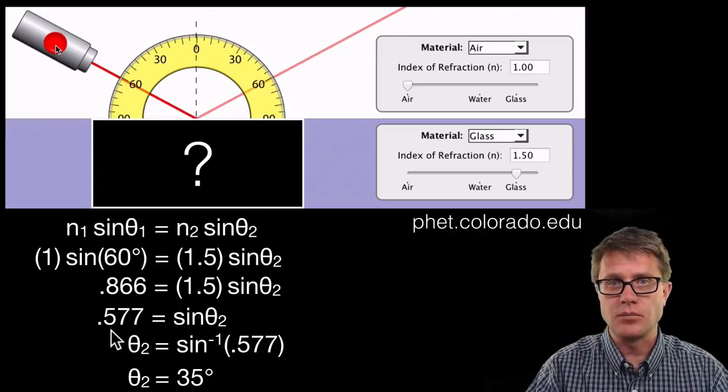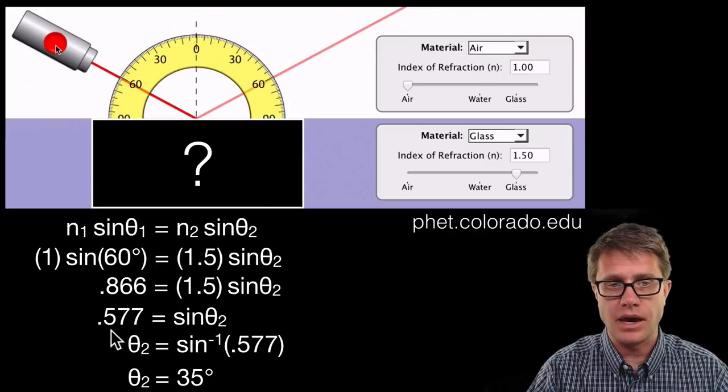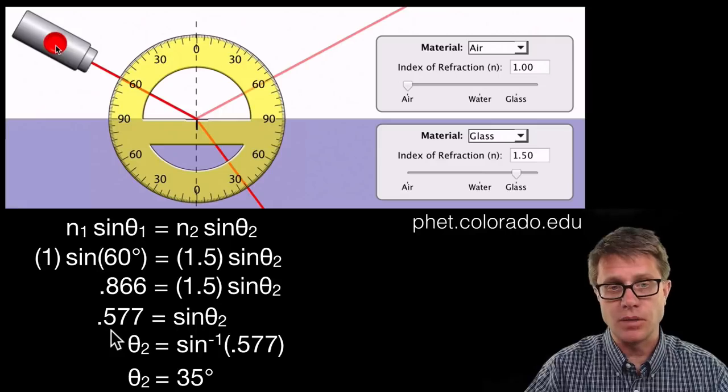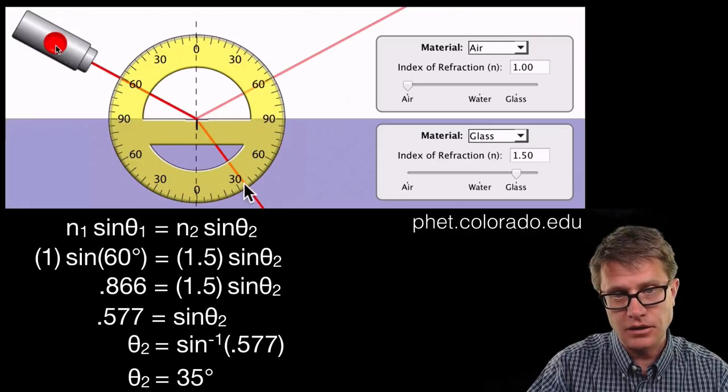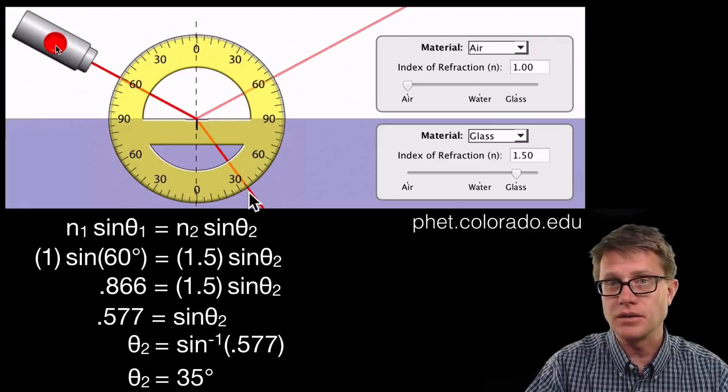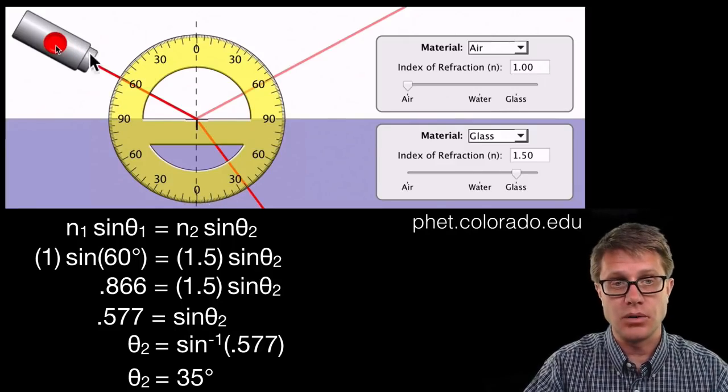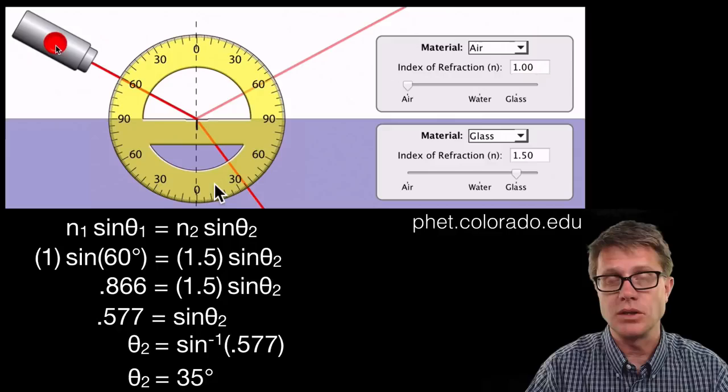And so you may want to pause the video and make sure that you get an answer that's similar to that. And now we could remove the question mark, and you can see that that angle is going to be at 35 degrees. Also, you can see it's less, and the reason it's less is we're going from an area where it's faster to an area where it's going to be slower.